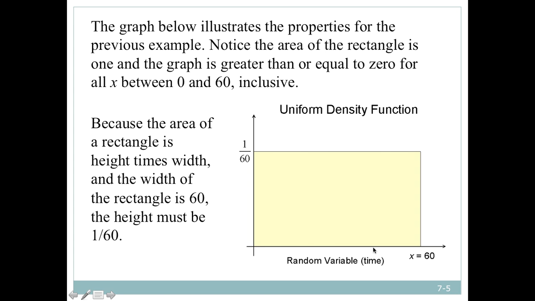Now, we know that in order to find the area of a rectangle in general, we take length times width. So the length of our rectangle is 60, okay? Or we could call this the width, I guess. So the width of our rectangle is 60. So we know that the height, or the length we could call it, has to be 1 over 60, because of the fact that we know that the area under a probability density function has to be equal to 1. So when we multiply 1 over 60 times 60, we get a value of 1.